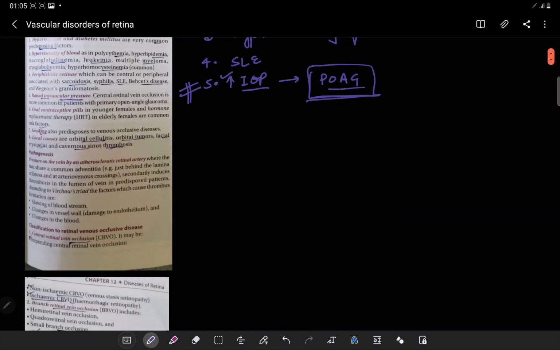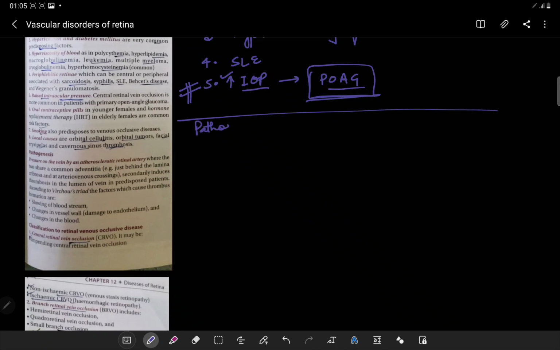Next are various other conditions, like patients on OCPs in younger females and HRT in elderly females, which are common risk factors. Smoking also predisposes to venous occlusive diseases. Local causes include orbital cellulitis, orbital tumors, facial erysipelas, and cavernous sinus thrombosis. So these are the risk factors. Now let's start with the pathogenesis.